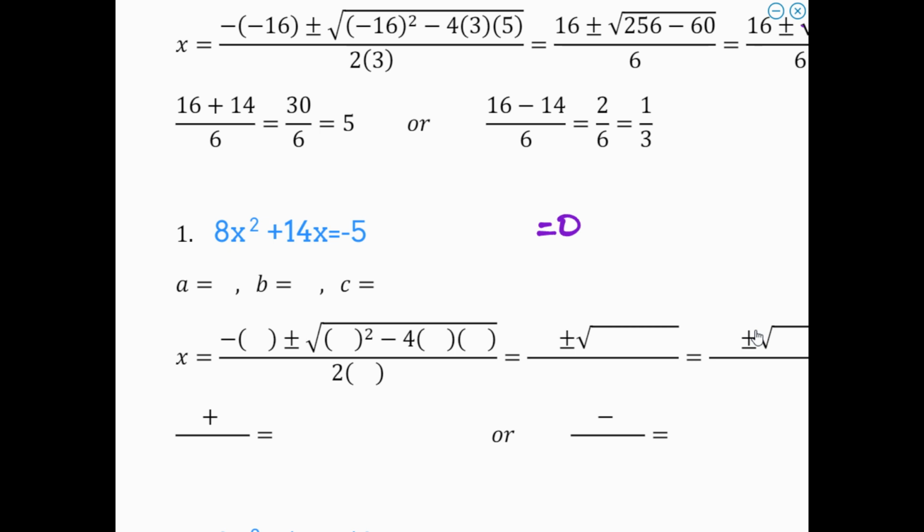So how can I change this to equal 0? Add 5. Okay. Add 5 to both sides. Okay. Does that add to my x term? No. No. Right? It cancels out here. Does it add to my x squared term? No. No. So my 8x squared doesn't change. My plus 14x doesn't change. But now I have a plus 5, right, that I've had to add over there because I moved it to cancel it out on the other side.